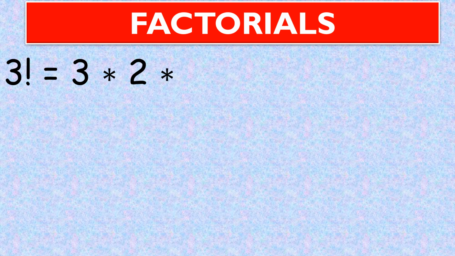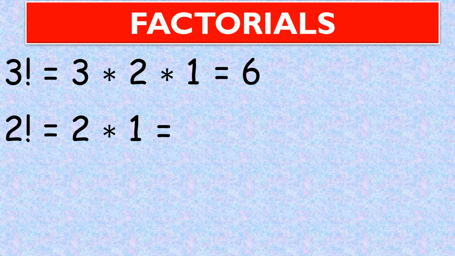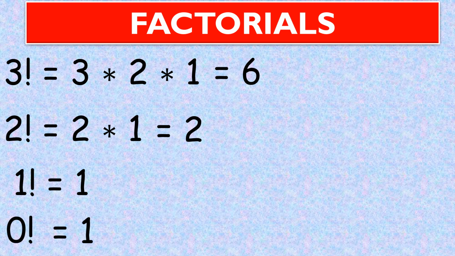Now let's also look at 3 factorial in this particular case. That is to say, 3 times 2 times 1, 3 times 2, 6, 6 times 1 is 6. 2 factorial will simply be 2 times 1, which is equals to 2. And 1 factorial will simply be 1 itself. And the last one will surprise you, which is 0 factorial, and that is equals to 1. In our subsequent videos, we'll be showing how 0 factorial is equals to 1. Just take note of that.